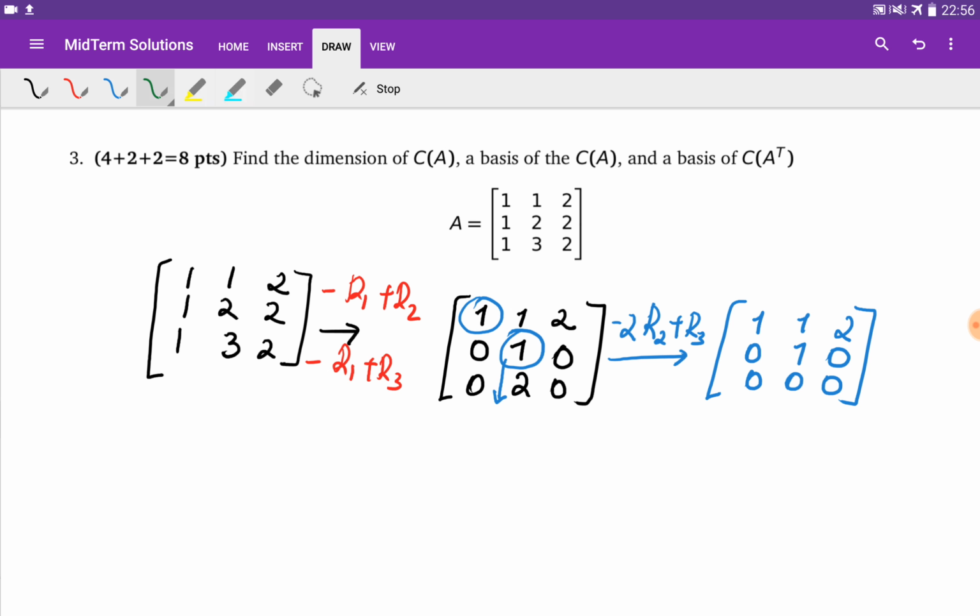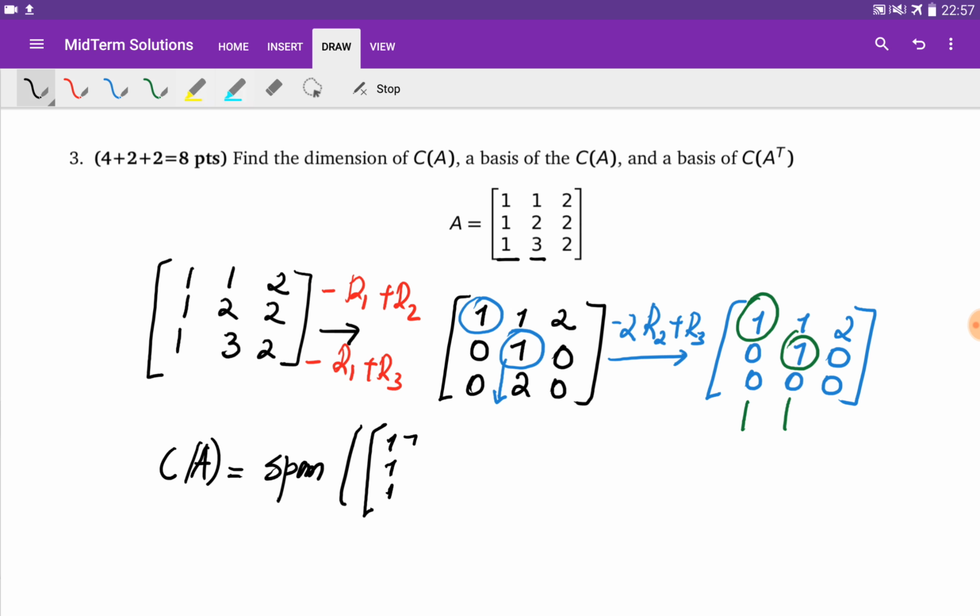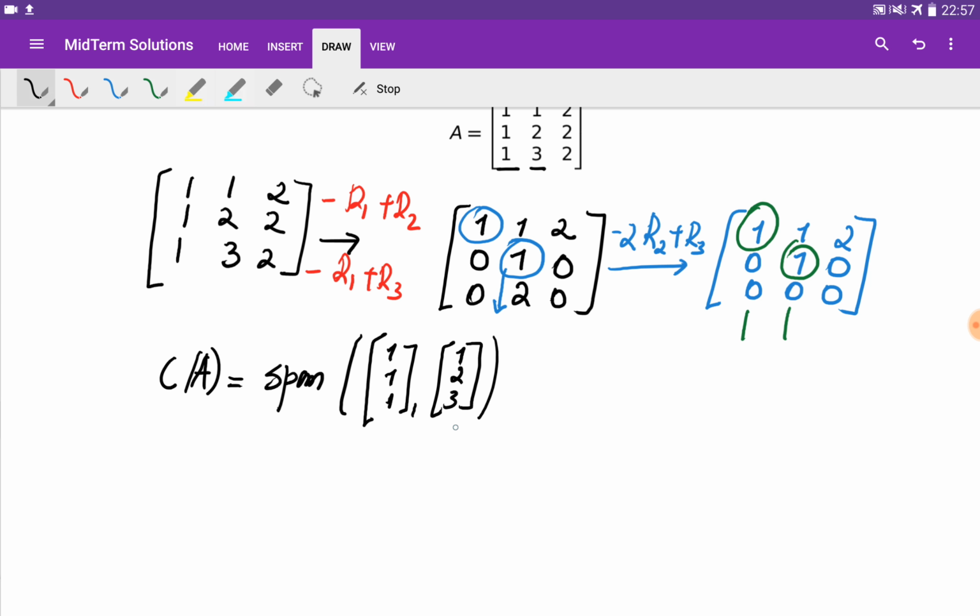It is already going to tell us what the pivot columns are and what the free column is. So this is the pivot and this is the pivot. That is why these two columns are the pivot columns and the last column is the free column. So the column space can be written as the span, all possible linear combinations, of the two first independent columns. It is going to be 1, 1, 1, and 1, 2, 3. The number of vectors which we need in order to create the space is the dimension of the space. So in this case, the dimension of the column space is going to be equal to 2.